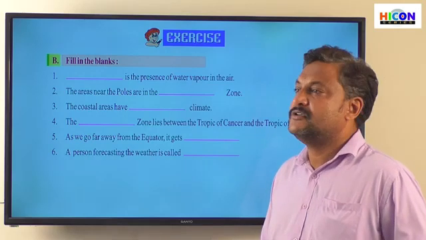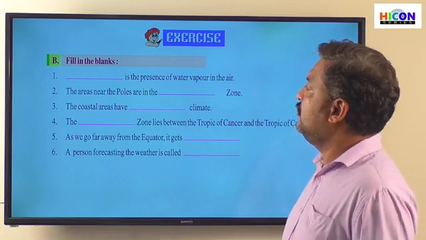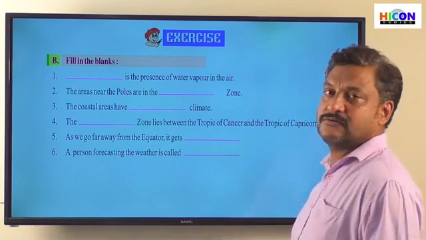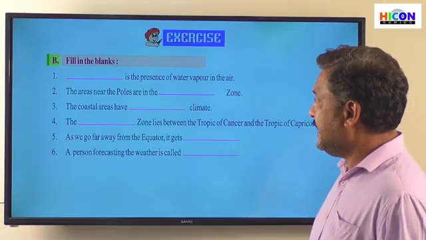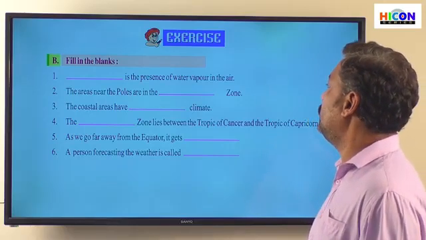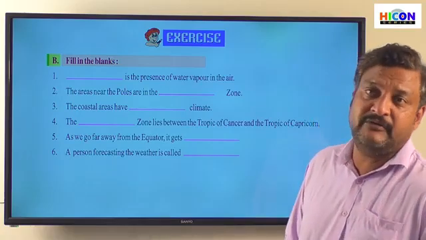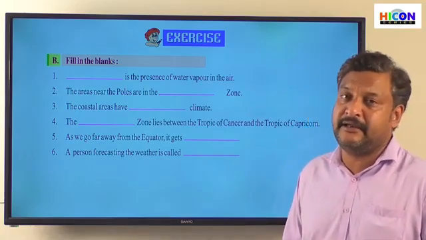Okay, children. So now we have come to the next one. Fill in the blanks. What is the next question? Fill in the blanks. First one. Dash is the presence of water vapor in the air. So what do we call the presence of water vapor in the air?